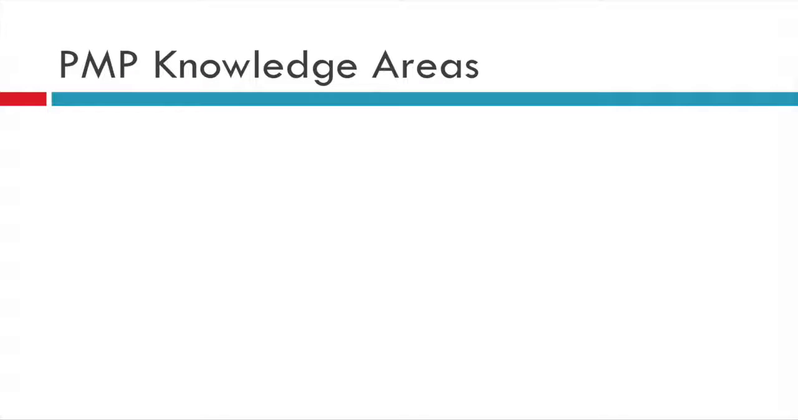Now, most of the books that you will be reading or most of the training courses that you will be attending are divided by knowledge areas, which means the contents of study, the contents of the book that will help you to prepare for the PMP exam, is divided by the knowledge area. So we have in the whole PMP preparation 10 different knowledge areas, and we will go one by one.